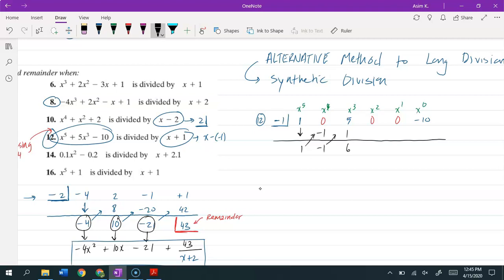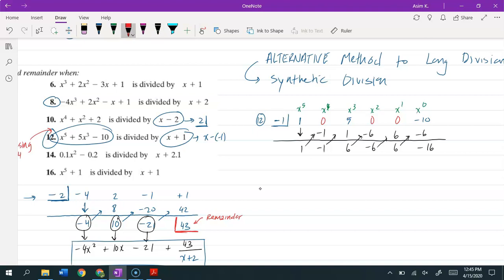Now 5 plus 1 is 6. 6 times negative 1 is negative 6. 0 plus negative 6 is negative 6. Negative 1 times negative 6 is positive 6. 0 plus 6 is 6. Negative 1 times 6 is negative 6. And so we come to the end of this as well. Negative 10 plus negative 6 is negative 16.